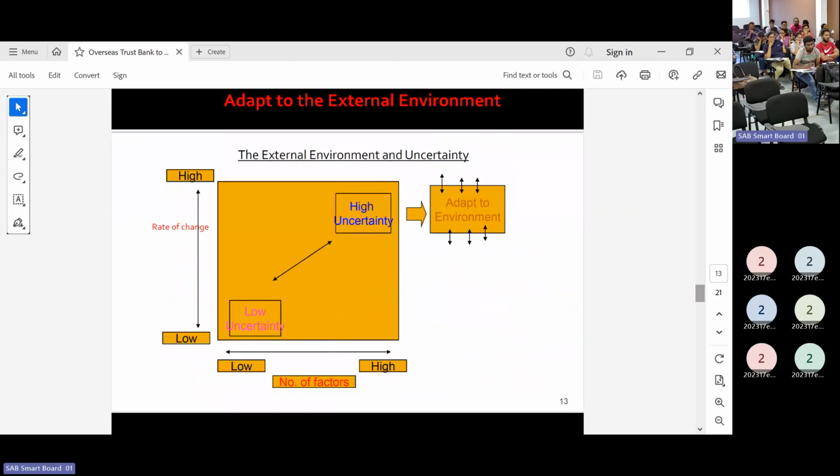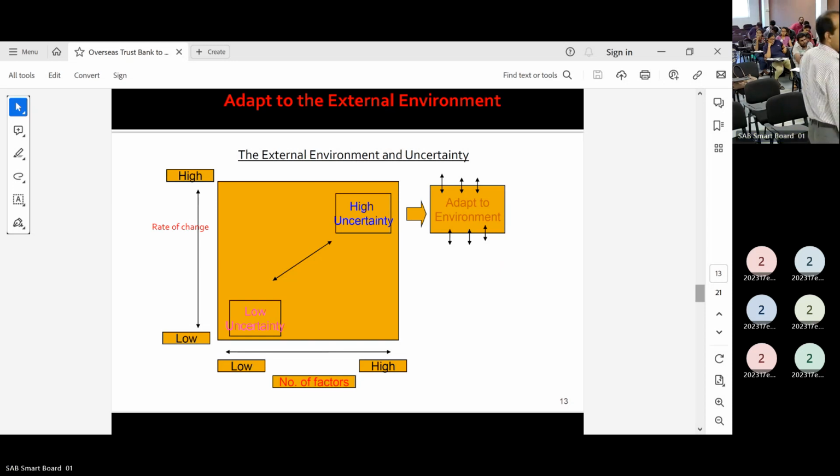Right. Then finally, managers should know how to adapt to the external environment. Here, environment means the external environment. First they have to analyze and identify the uncertainty level of the external environment. For that purpose, they have to consider the different factors. Now we discuss under the 6 pillars.